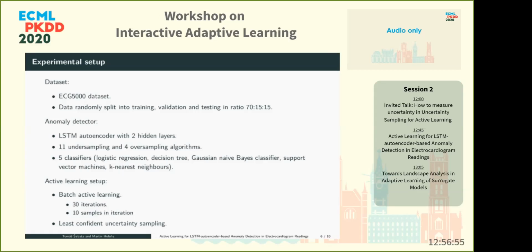For the active learning setup, we use batch active learning with 30 iterations, where in each iteration we take 10 samples from the unlabeled dataset, label them, and put them into the labeled dataset. As I said, we are using the least confident uncertainty sampling.